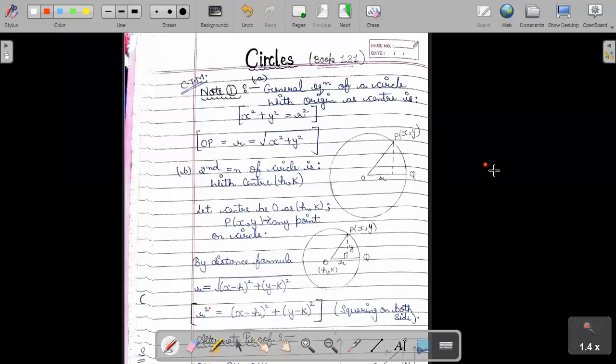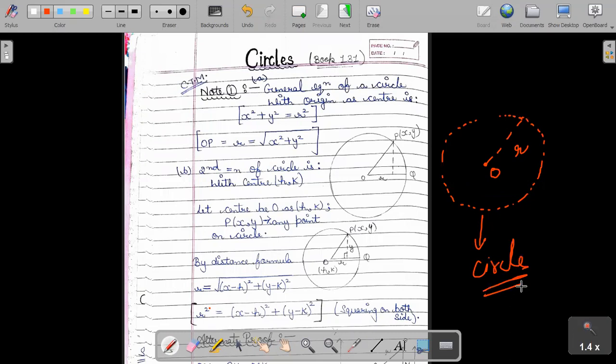So if we have a fixed point and a fixed distance, and I try to find all those points which are equidistant from this fixed point, what I will get is a circle. So what is a circle? A circle is the locus of all those points whose distance from a fixed point is constant. When I say locus, locus means address.